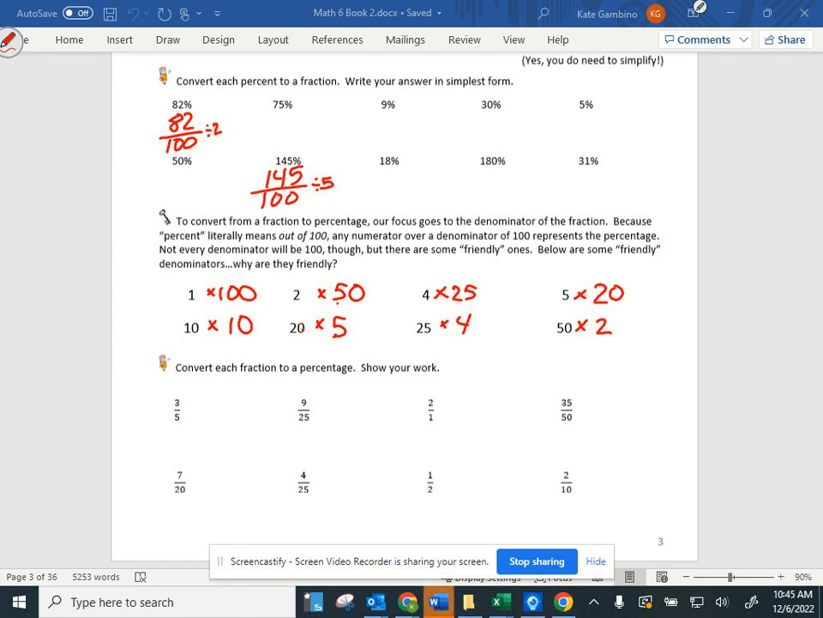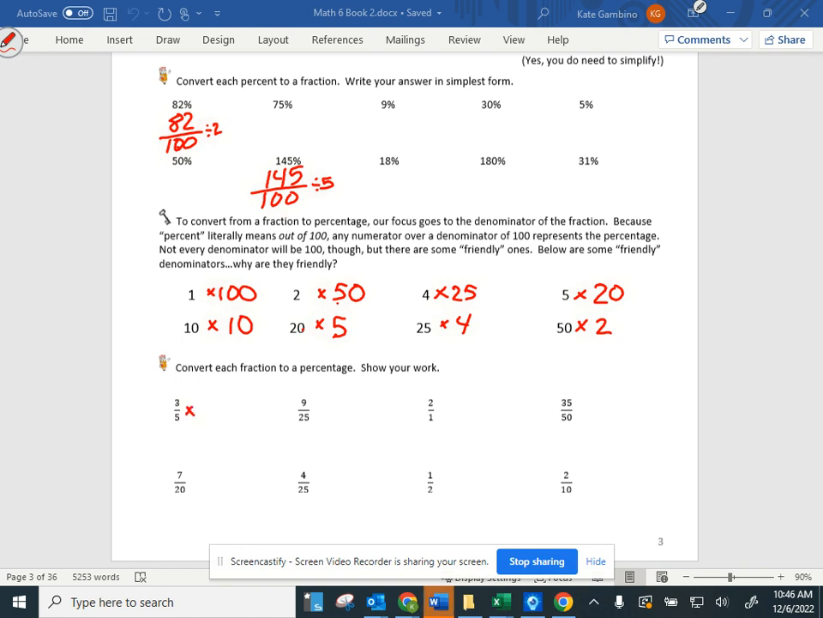Convert each fraction to a percentage. Well, we know that 82 100ths was 82%. You can take that numerator because it's over the 100. If we have a fraction that's not over 100, what do you think we have to do? Isabel? Multiply it up to get to 100. We need to find that equivalent fraction with 100 on the bottom. So we're going to multiply both the top and bottom by the same number.